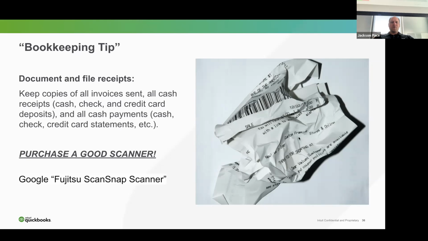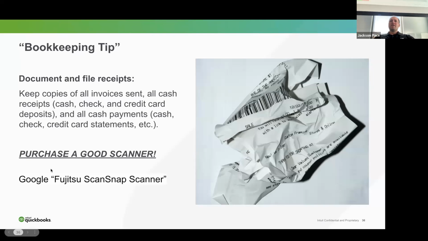The one that I use personally is the ScanSnap scanner. If you Google Fujitsu ScanSnap scanner, I went through a lot of scanners and this one is by far the best. They're not cheap. You can usually get a refurbished one for like $250. I think brand new they're like $400. So they're definitely not cheap, but they are workhorses. They will scan everything and they'll just go forever.